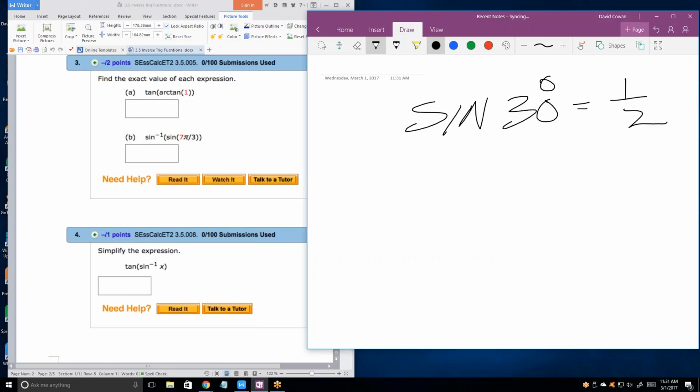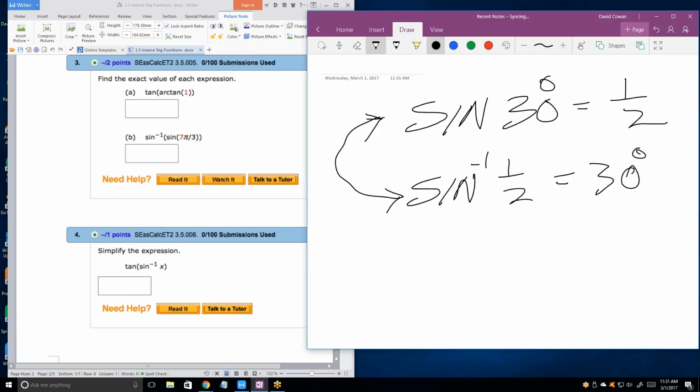If the sine of this angle, 30 degrees, is 1/2, that means the inverse sine of 1/2 is 30 degrees. These two things are basically equal. So if you're ever trying to figure out an inverse, know that you're looking for an angle, and the sine of whatever angle I'm looking for has to be 1/2. So you can find the inverse sine of 1/2 as long as you know the sine of 30 degrees is 1/2. With me? Okay.